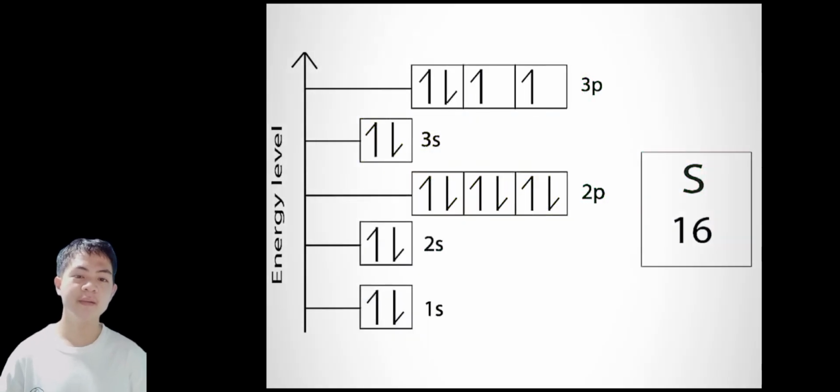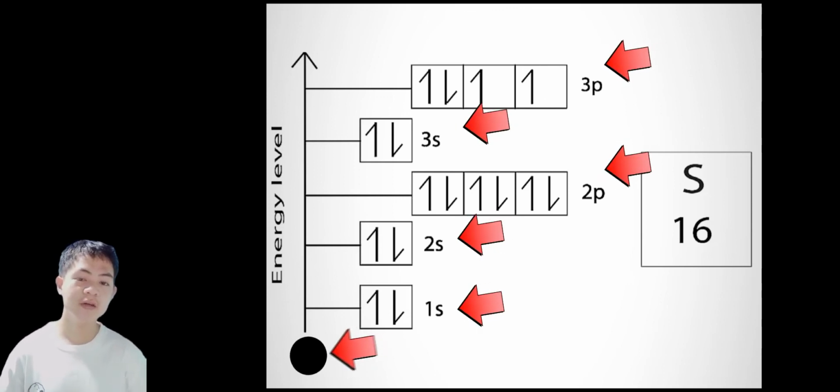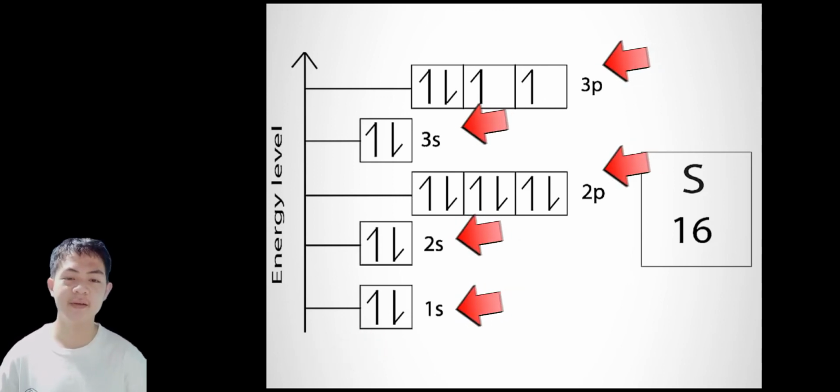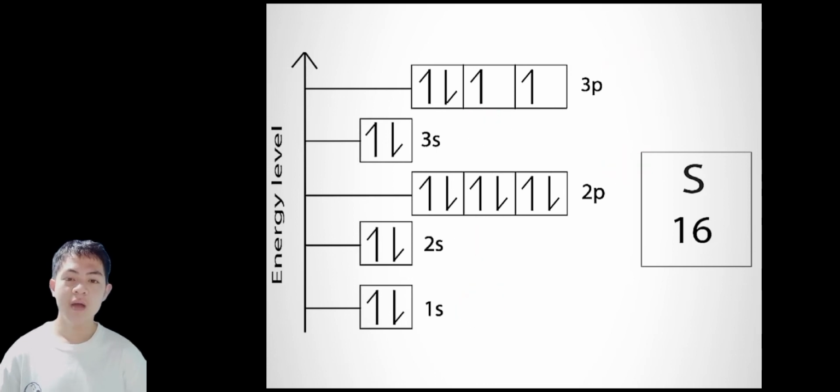So, with this atomic diagram, or the electron configuration, all we're trying to do is figure out where the electrons are around the nucleus of the sulfur atom here. You can think of the nucleus being here at the bottom, and these are just energy levels surrounding the nucleus. Maybe think of them as shells.